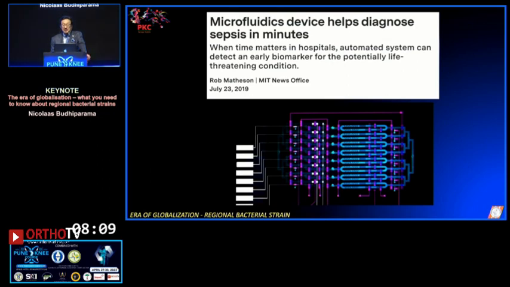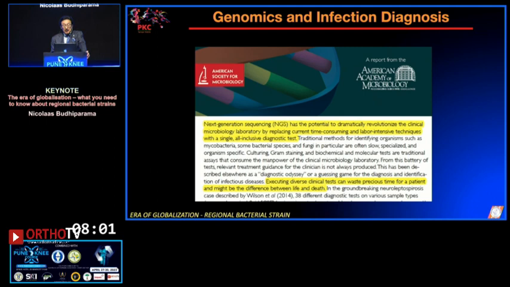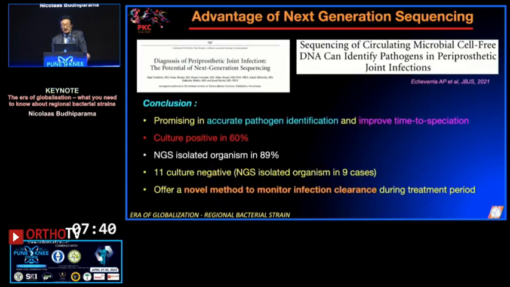So nowadays, when time matters in the hospital, automated systems can detect early biomarkers for potentially life-threatening conditions. We know that genomic and infectious diagnosis, that next-generation sequencing has the potential to dramatically revolutionize the clinical microbiology laboratory by replacing current time-consuming and labor-intensive techniques with a single, all-inclusive diagnostic test.